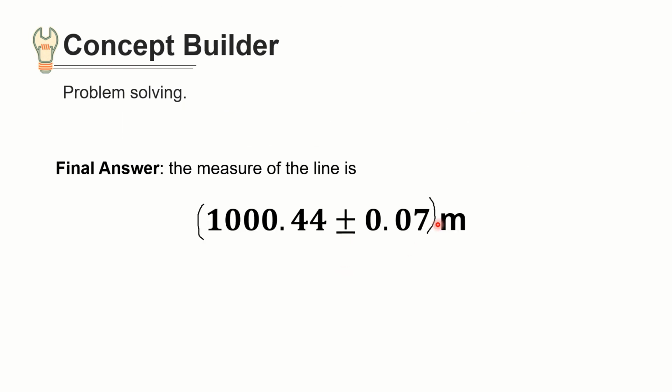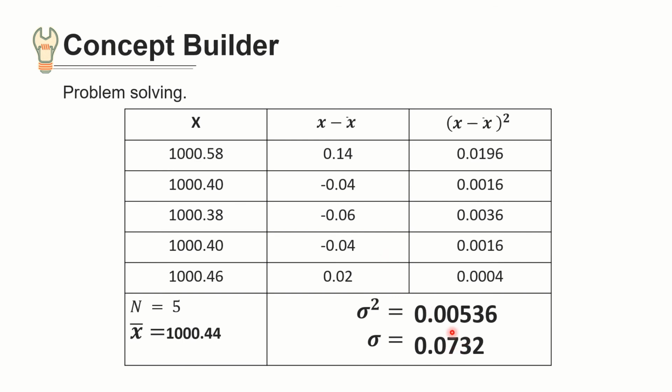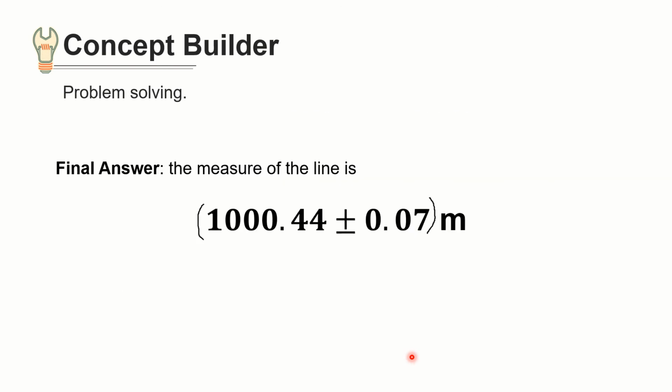Why did we put only 0.07 here? It is because the errors as well as the uncertainties are expressed in one significant figure. So only 0.07. If there is a need to round off the numbers, then you can round it off. Here, since the next value after 7 is 3, just retain the value at 0.07.